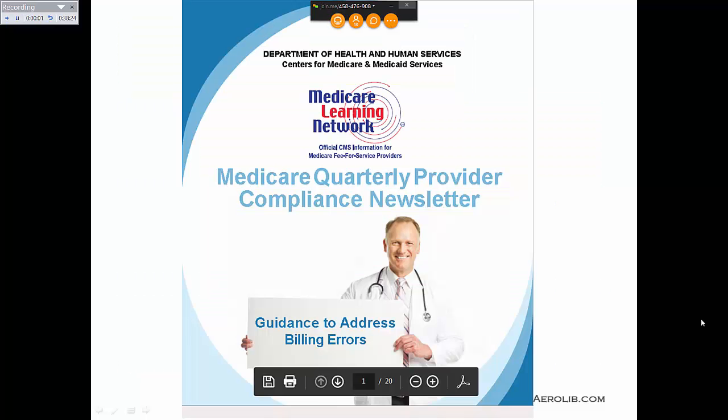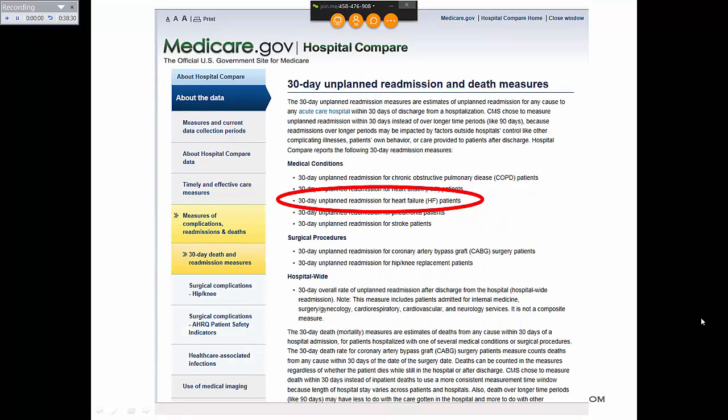So Medicare releases these quarterly compliance newsletters, and these are guidance to address billing errors. So they have talked about a number of conditions, and CHF is one of them. Comes back to our previous slide about CHF and high dollar amount. So it is an expensive disease, which is why Medicare had put CHF in its 30-day unplanned readmission and death measures list. So very important for you to document.